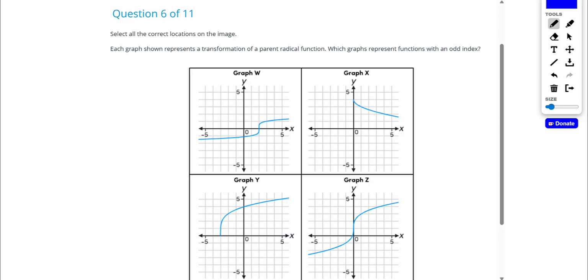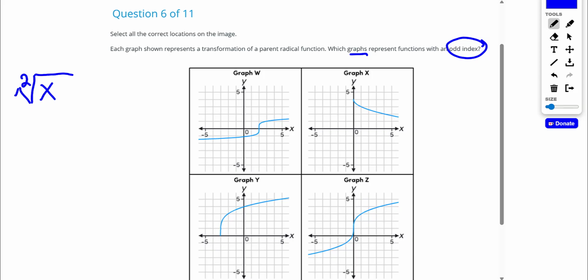Question 6. Each graph shown represents a transformation of a parent radical function. Which graphs represent functions with an odd index? And notice they say graphs, so we're going to have more than one answer. So recall, index specifically is referring to, if this is a square root problem, the index is 2.